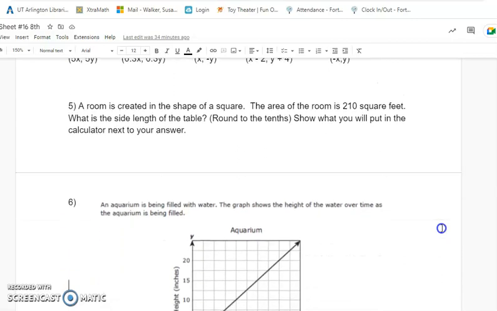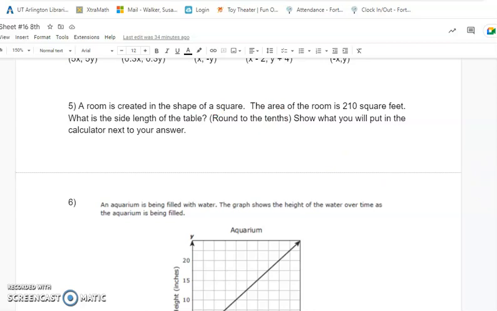Okay, number 5. I put the wrong word here. I'm going to fix that, but put that as a room. Okay, that should be a room. I'm going to fix that right now while I'm on here so I don't forget for another time.